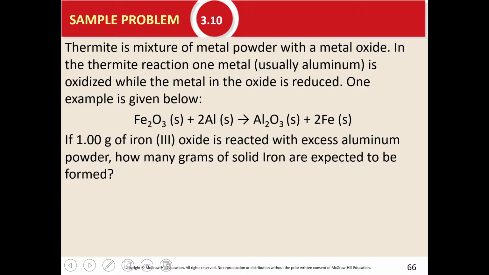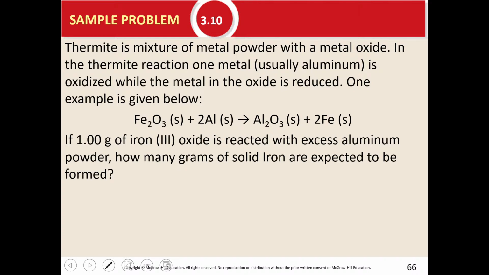So again, these are abbreviated to go through the math, and we'll talk a little bit about each thing as we go through it. So here's just an example problem, something like you might see on a test. Thermite is a mixture of metal powder with a metal oxide. In the thermite reaction, one metal, usually aluminum, is oxidized while the metal in the oxide is reduced. One example is given below.